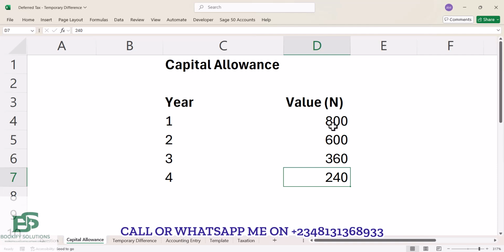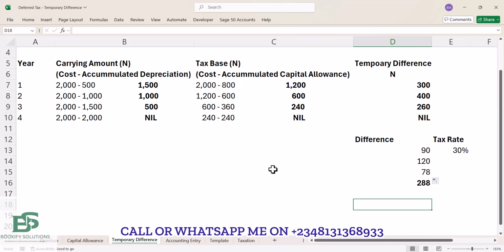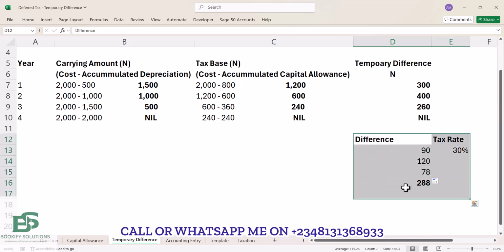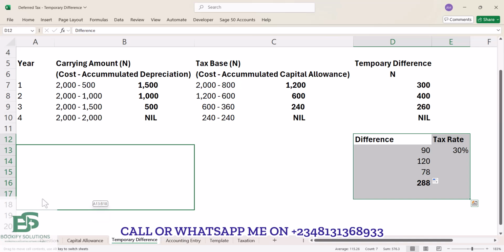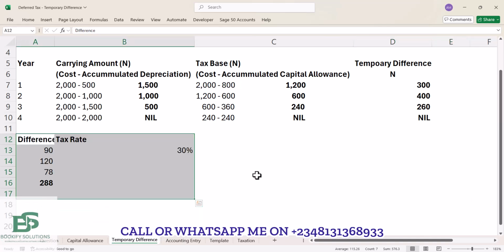So they have already calculated theirs, and they arrive at 800, 600, 360, and 240. So now we can see how to apply these things. If you come to temporary difference, that is the main discussion. So let me quickly move this thing to this other side, so that we can see how it is properly aligned and arranged.